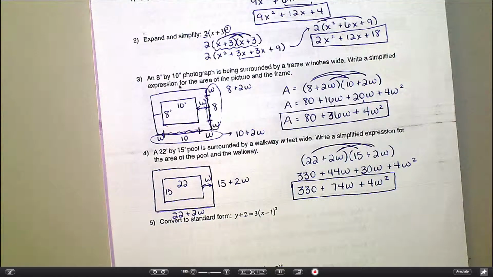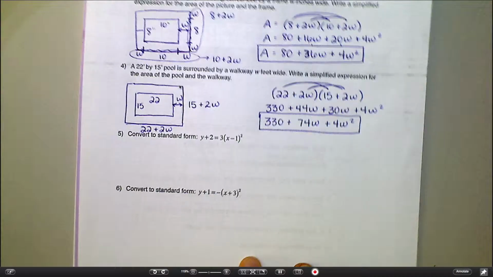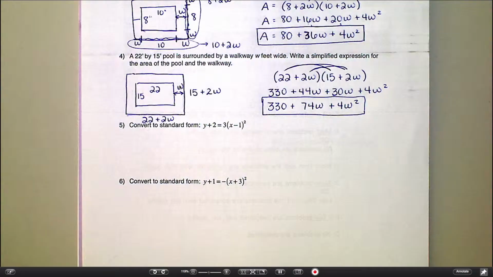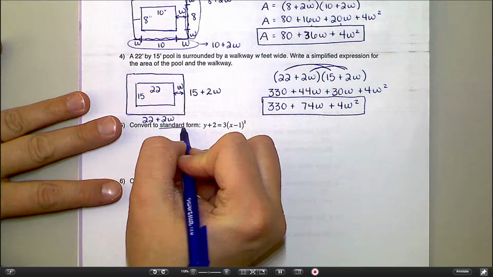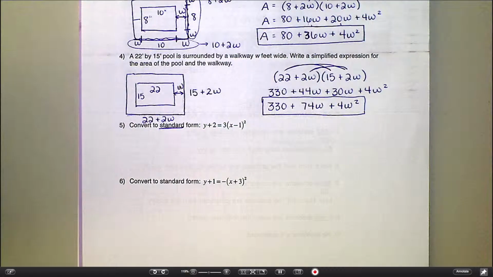Okay, last two here. Convert to standard form. All the problems on this page really have a lot to do with FOIL and simplifying. That's what these are too. Standard form is the form of a quadratic. It's ax squared plus bx plus c. But really, to get there, you just simplify it. You make it look pretty.